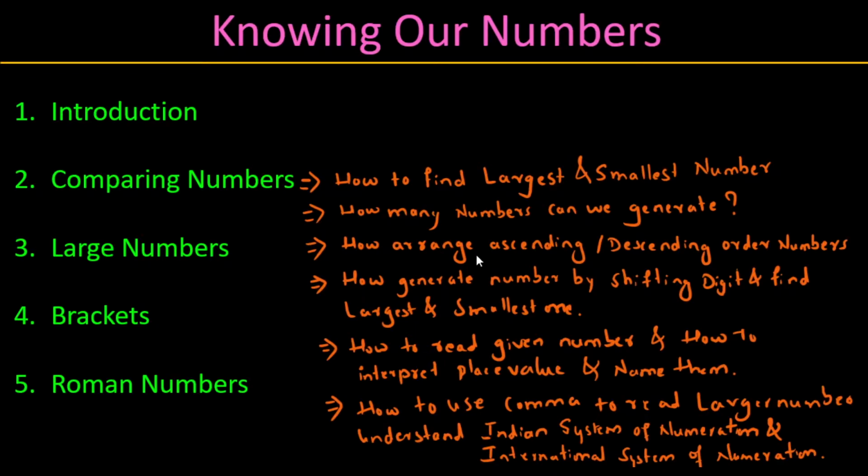So far we learned all those things, but this is the last section of comparing numbers. We are going to study how to use a comma in large numbers in the Indian system of numeration, and also how to read large numbers in the international system of numeration. We study these things in this session. Without much delay, we will start.